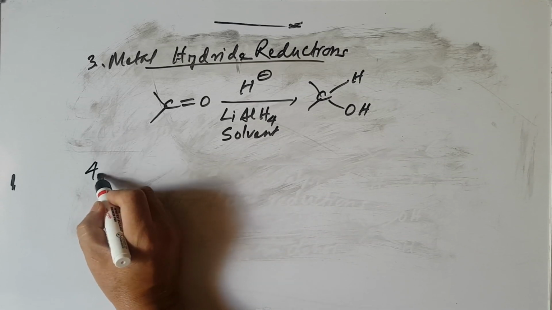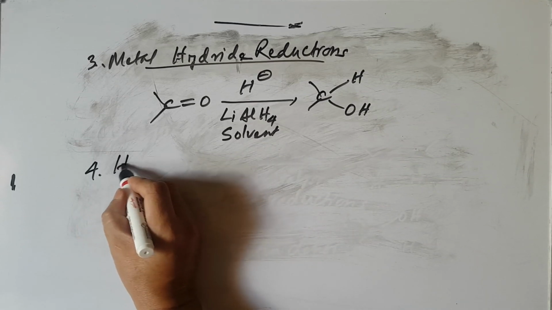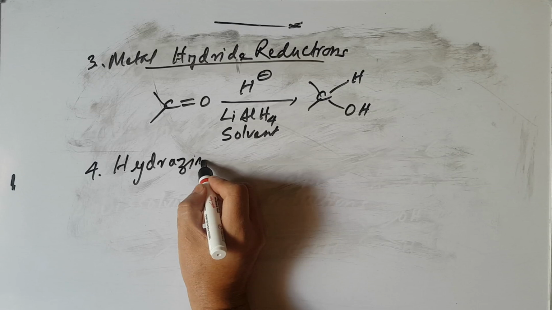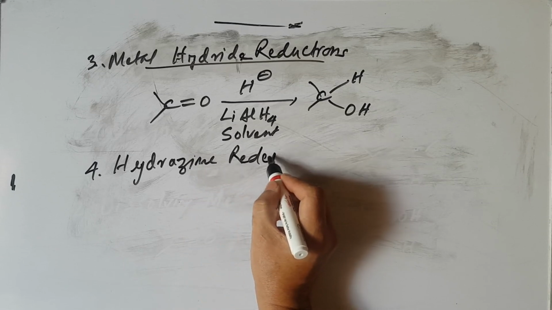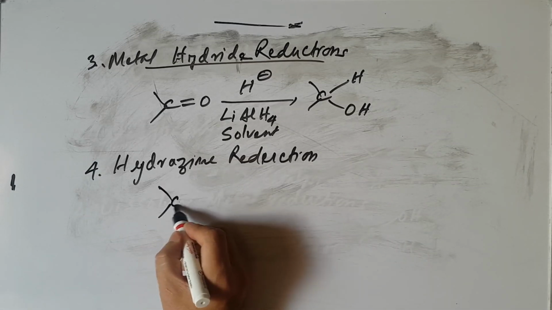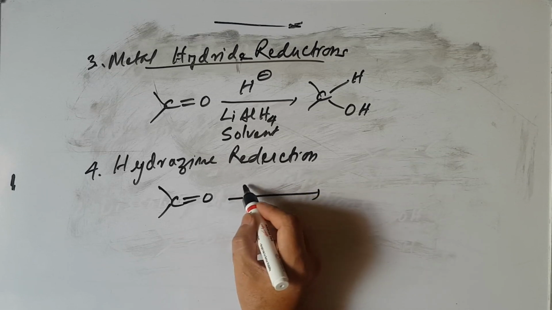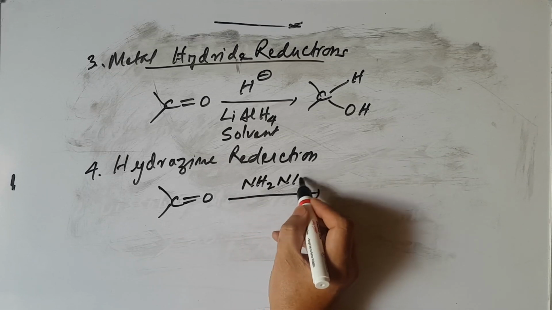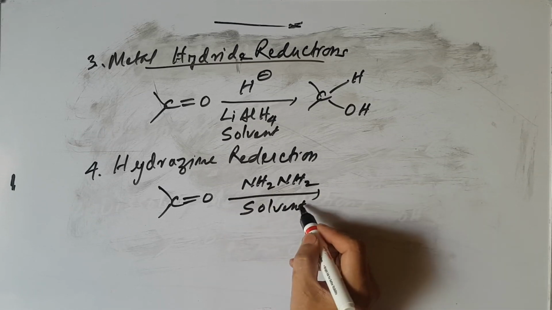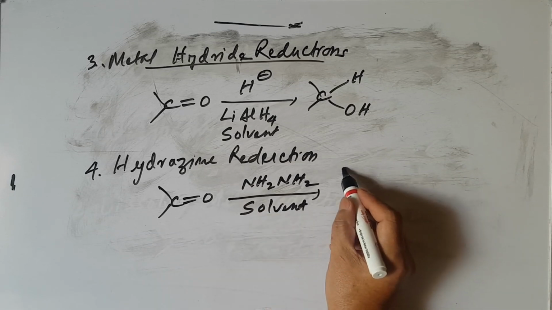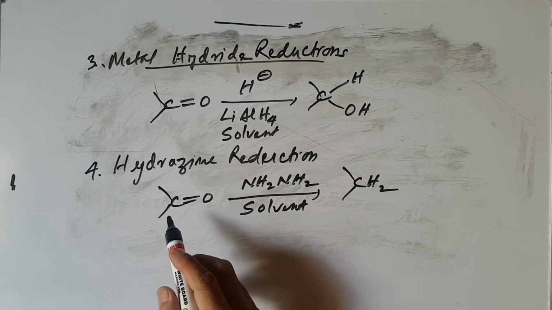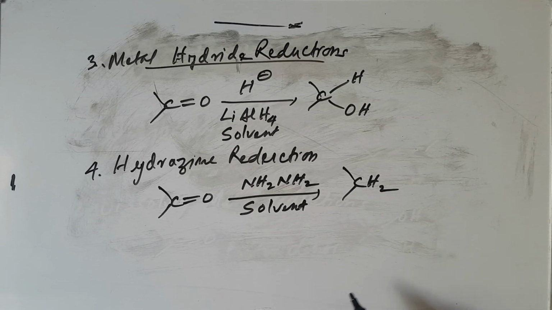And the fourth one is hydrogen reduction. Similarly, you can use carbonyl groups in the presence of, for example, hydrogen hydride in a solvent like ethanol. Here removal of oxygen takes place along with addition of hydrogen, so carbonyl compounds are converted to methylene compounds. So this is the fourth type.